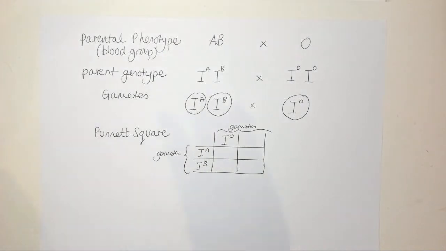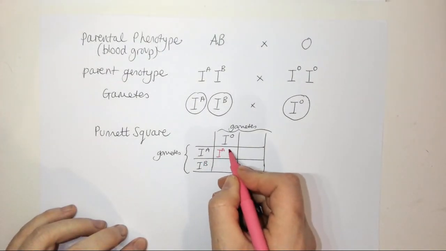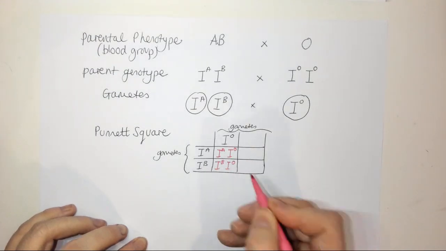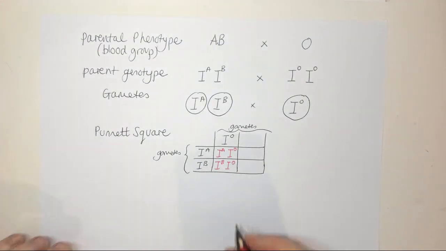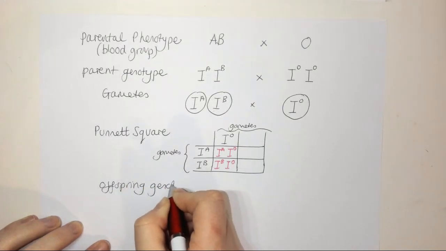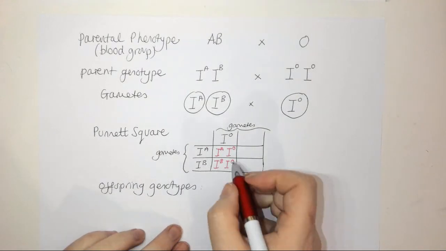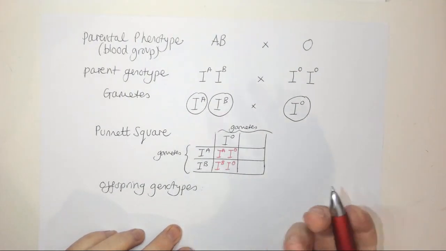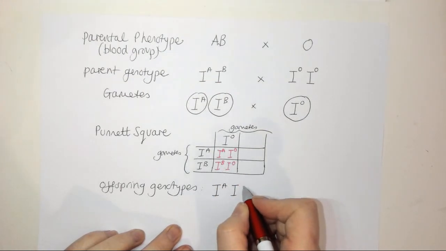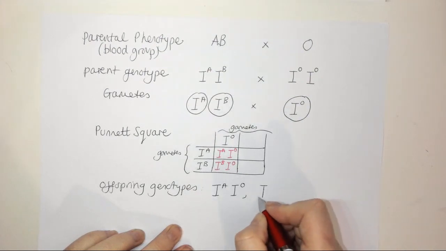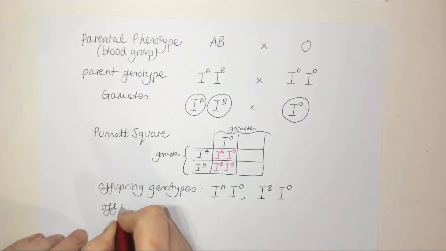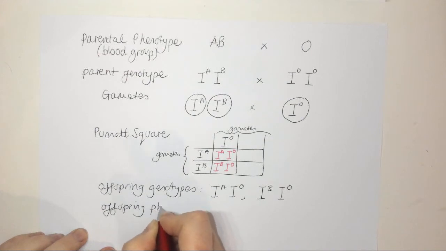Let's do our genotypes. So we've got an A and an O, and we've got a B and an O. Offspring genotypes. I'm going to write those out. You don't have to, we could just draw a little circle and label them, but just to show it nice and clearly, I'll write them out separately. This one, A and O. And we've also got one of these, a B and an O. Offspring phenotypes.